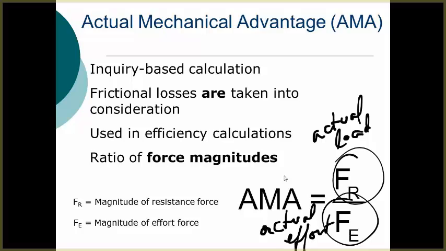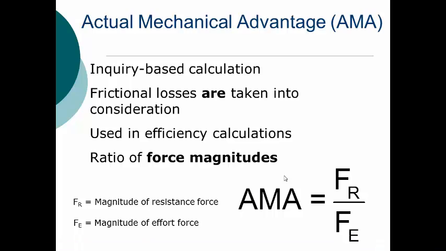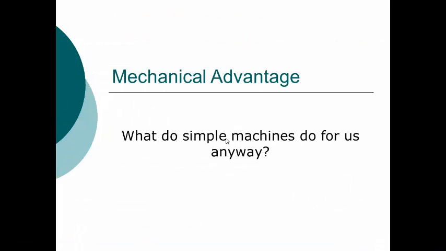So an actual mechanical advantage, again, it's inquiry based, so it's based on how it's actually built, and you physically have to take numbers of the machine to see how well it's performing. Okay, so there's your basic ideas of ideal mechanical advantage and actual mechanical advantage. Either way, it's just a ratio of how easy it is to do work based on that simple machine.